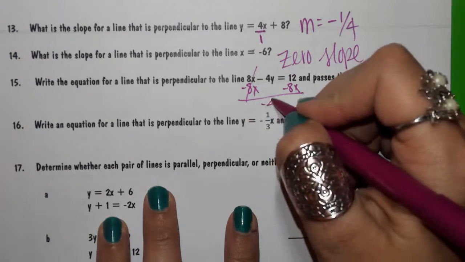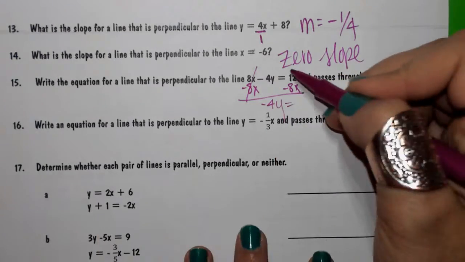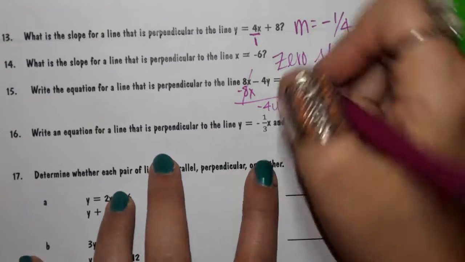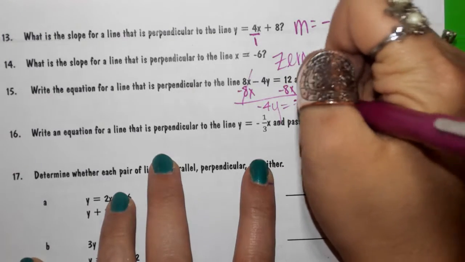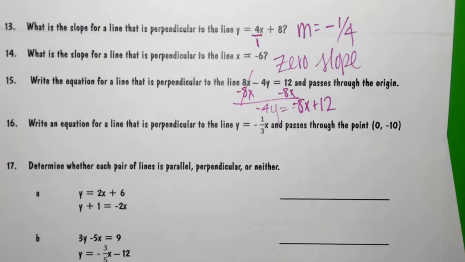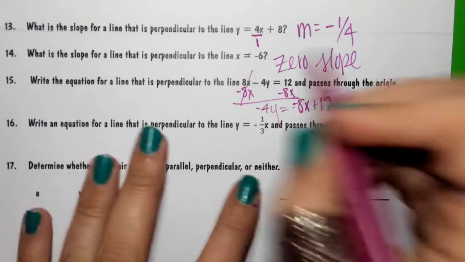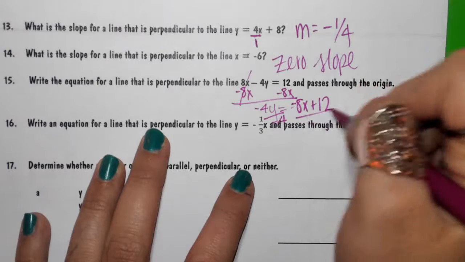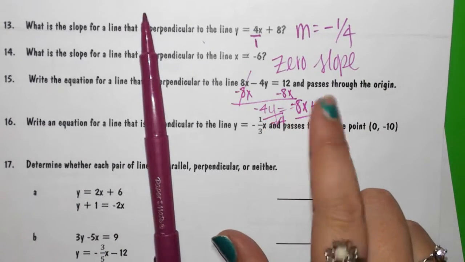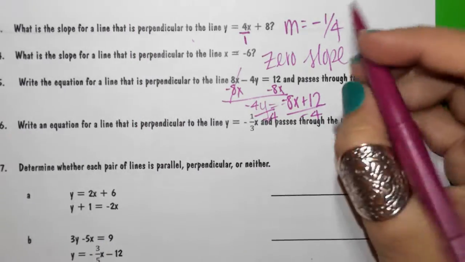Alright, and that would give us negative 4y equals, can I combine the negative 8x and the 12? No, why? They're not like terms. So, negative 8x plus 12. Now, is my y by itself yet, Troy? No. Okay, what do I need to do next? Divide by negative 4. Fantastic. Now, do I divide both of those by negative 4 or just one? Both of them.